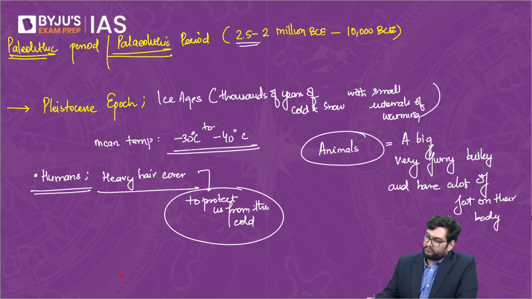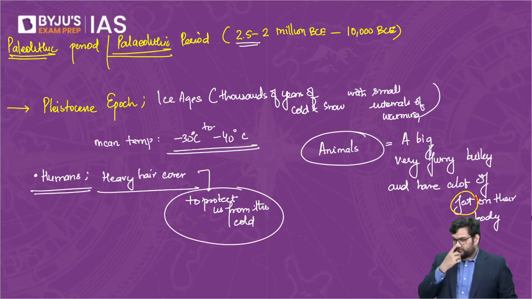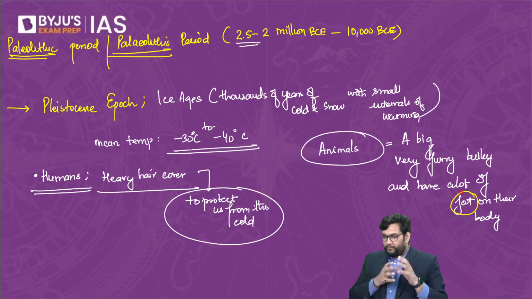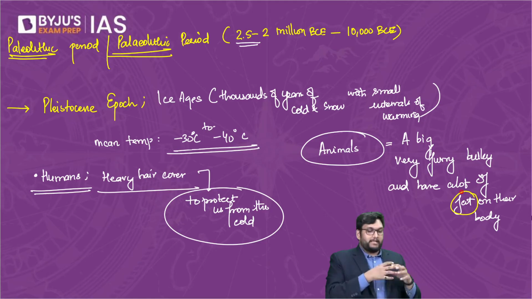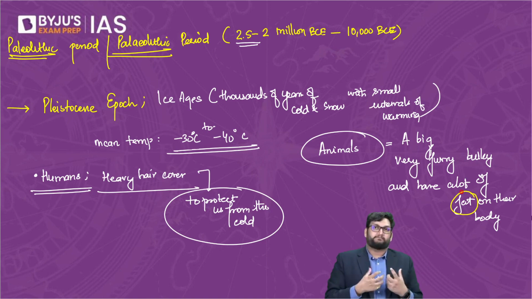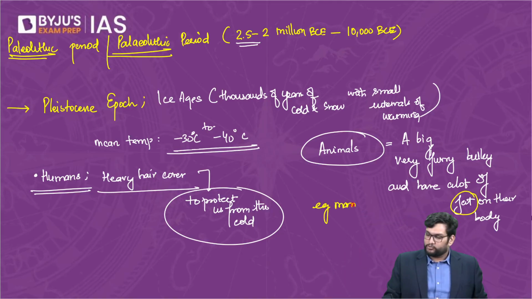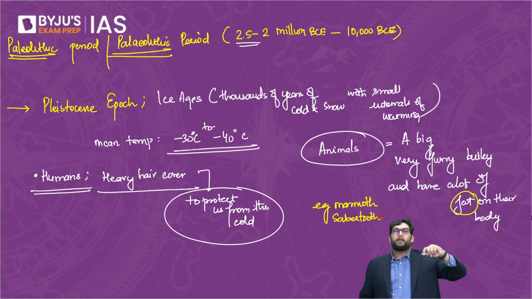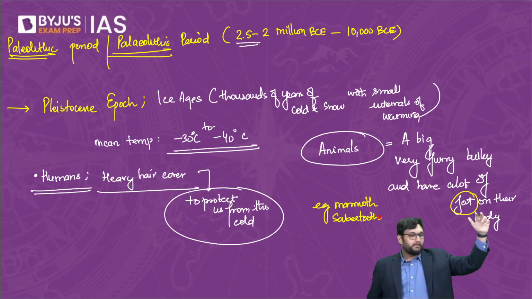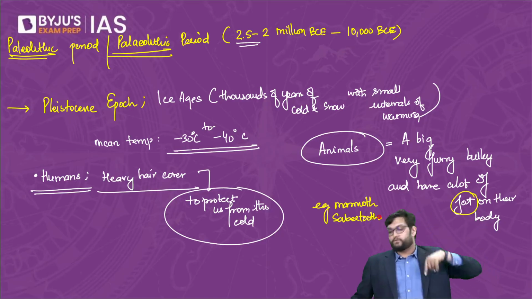Fat is needed for heat, because fat gives you warmth. These animals are quite big, for example, as big as the mammoth and the saber tooth, very, very big ones. A mammoth would be 10 times bigger than the elephant which you see today.